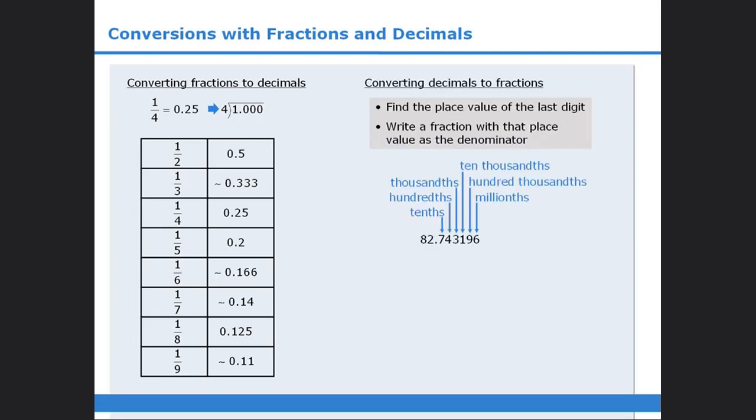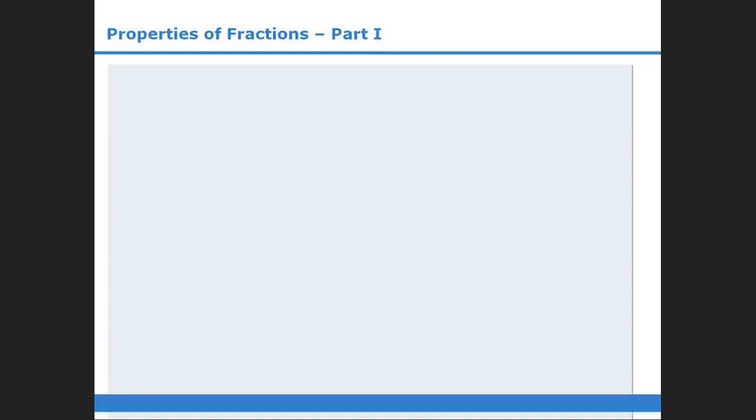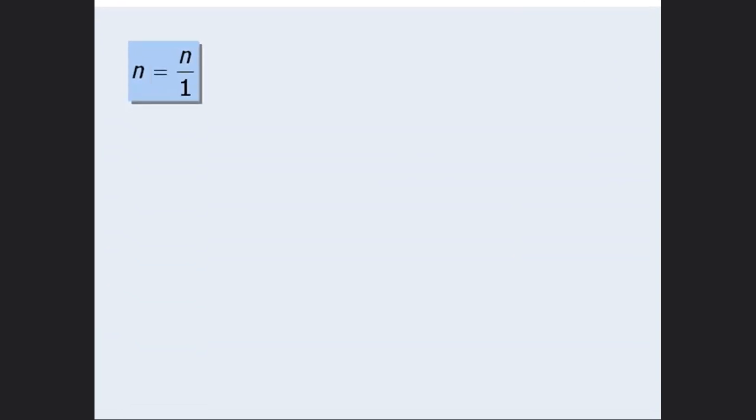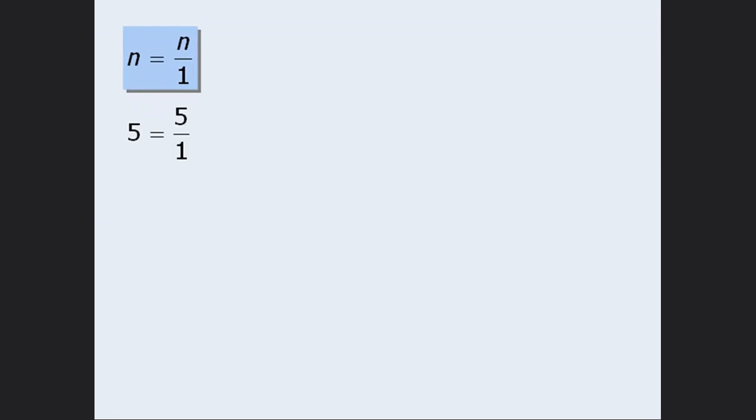We also learned how to convert decimals to fractions by first identifying the place value of the last digit in the decimal. In this lesson, we will examine some important properties of fractions. The first property is that any number n is equal to the fraction n over 1. So, for example, 5 is the same as 5 over 1, and 18 is equal to 18 over 1. Conversely, it is also true that 33 over 1 is equal to 33.